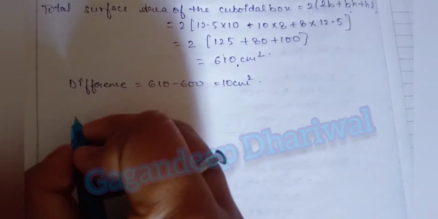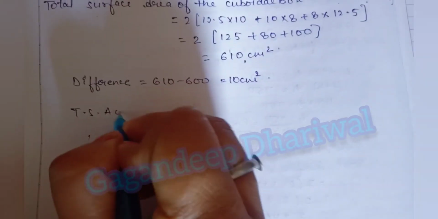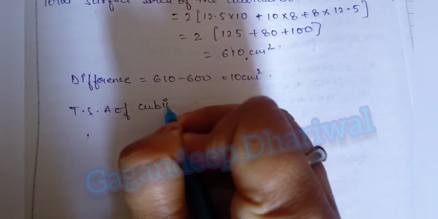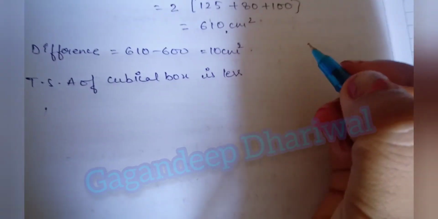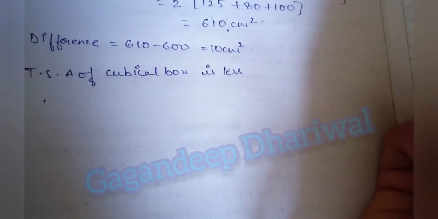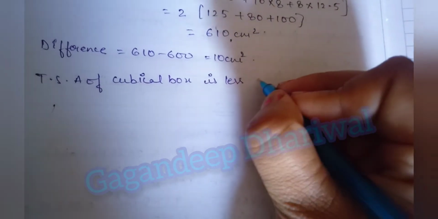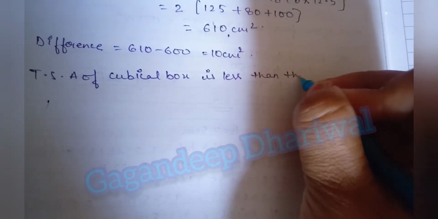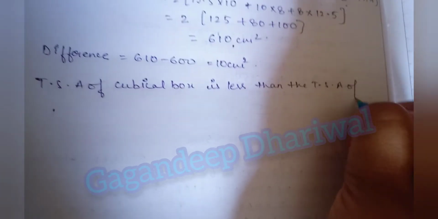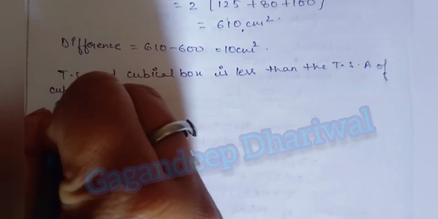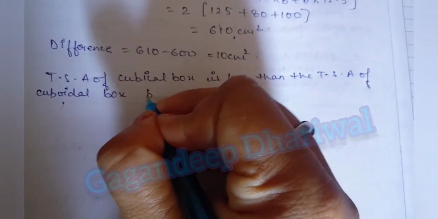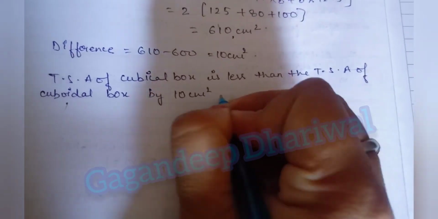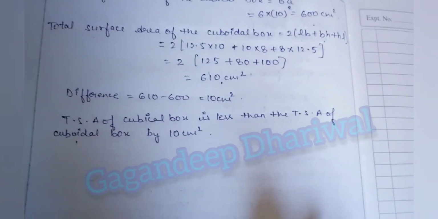So similarly you can write the total surface area of the cubical box is less, or smaller, than the total surface area of the cuboidal box by 10 centimeter square. Okay, look at your answer at once.